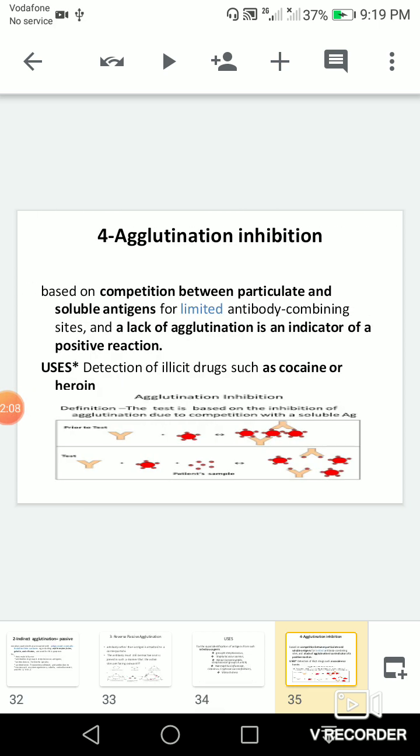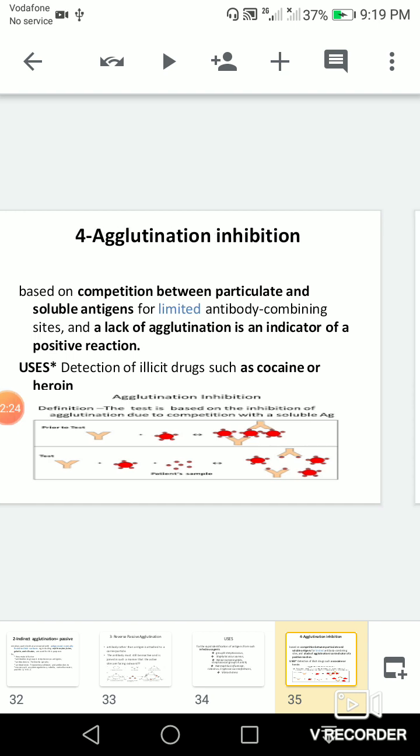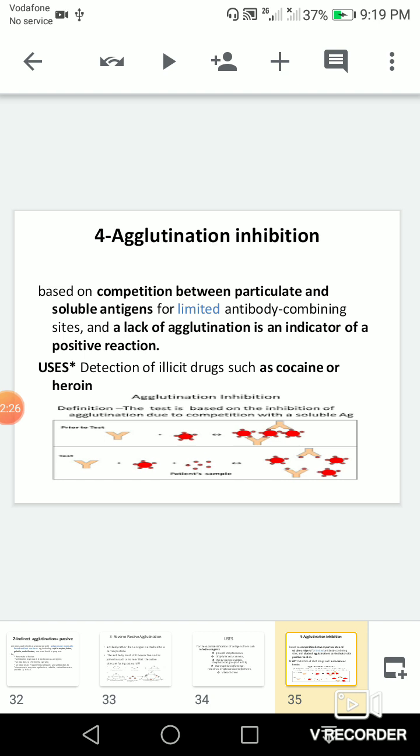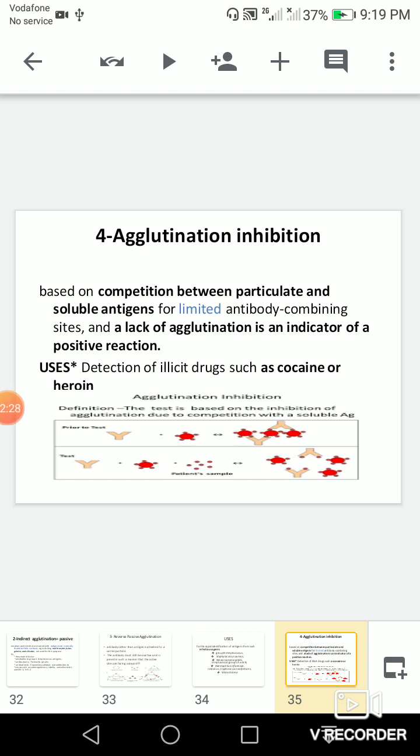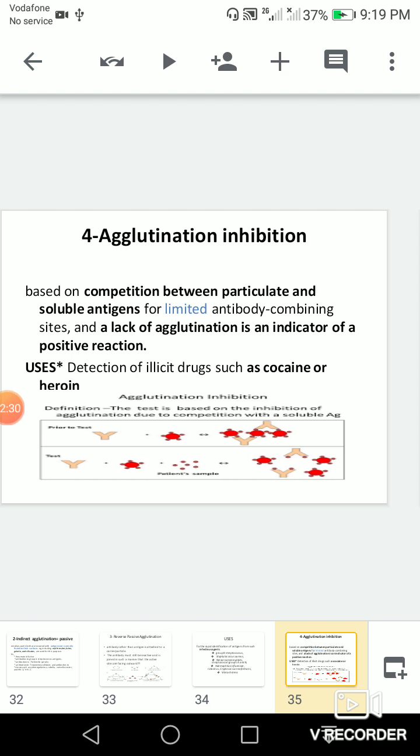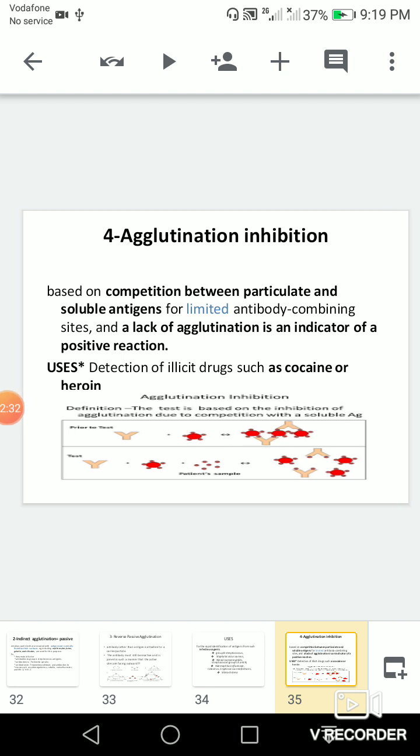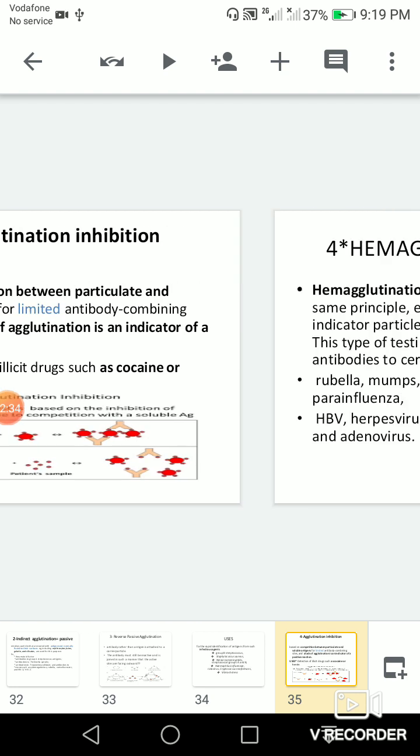What about agglutination inhibition? Here the positivity is in the inhibition of the agglutination reaction. In these situations we have an antibody and antigen, so a competition is formed between the bound antibody and the particulate and soluble antigens for limited antibody combining sites. If there is no agglutination, this indicates a positive reaction. For example, it is used in the detection of drugs like cocaine and heroin.